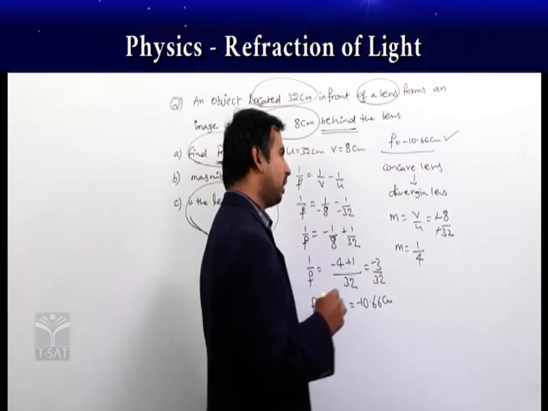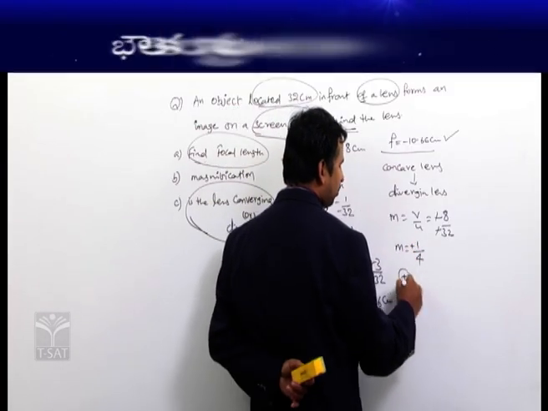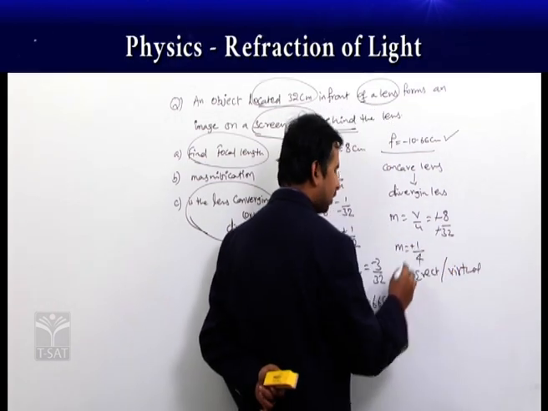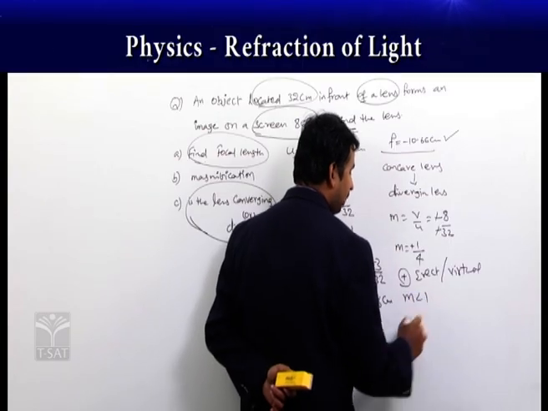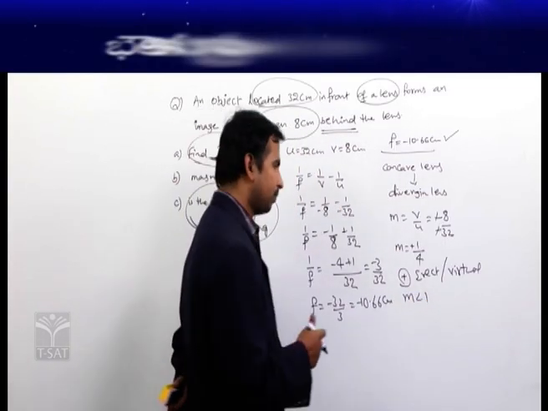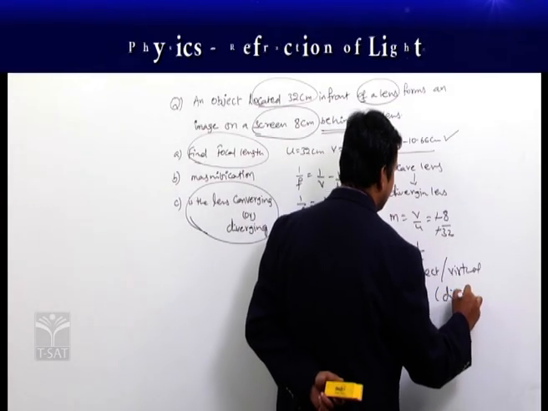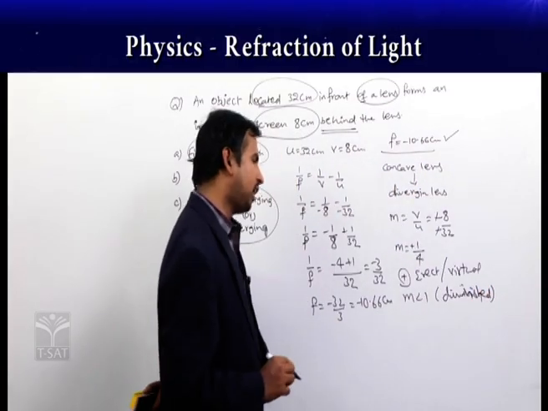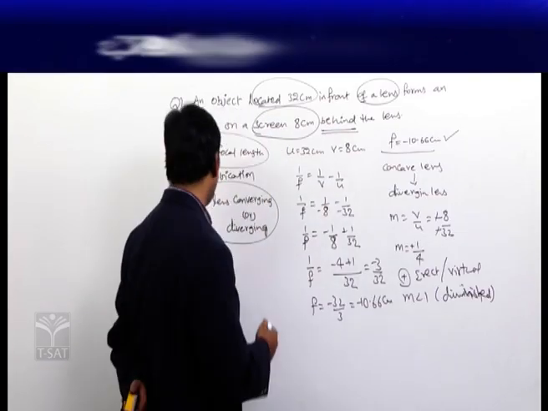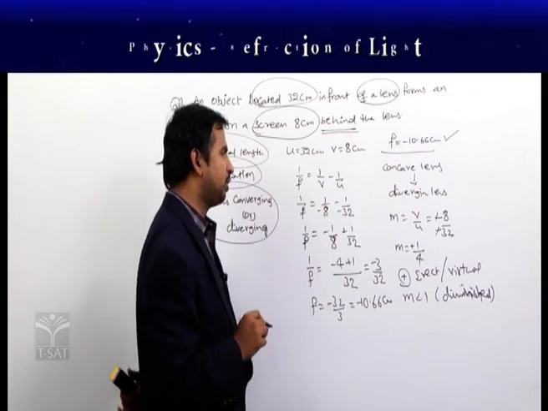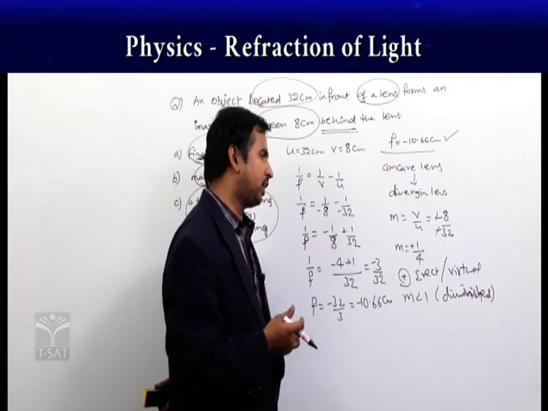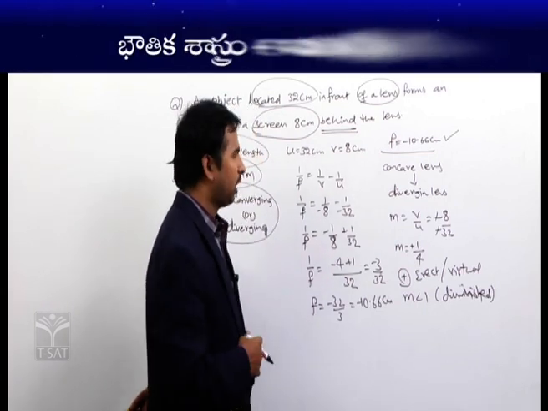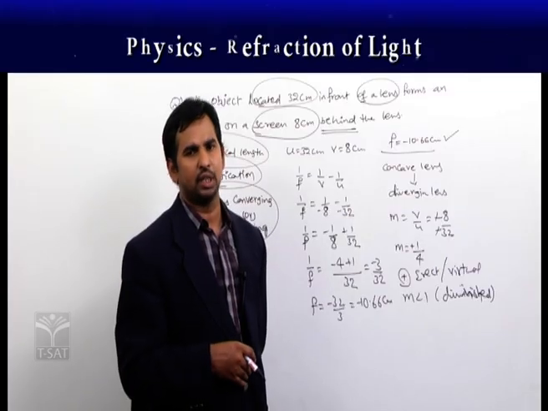And if you observe, the m value we got is positive. This positive represents an erect image or virtual image. And not only that, the m value is less than 1, and as the m value is less than 1, it is considered a diminished image. So finally, as m is equal to plus 1 by 4, the magnification factor represents an erect image, a virtual image, and a diminished image, because we are using a concave lens here, which is a diverging lens.